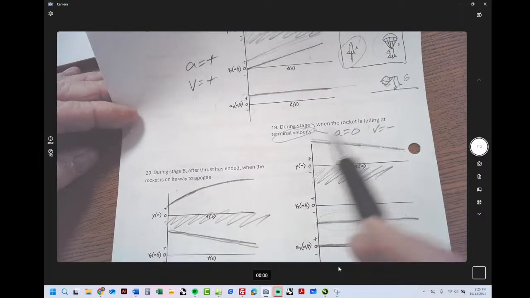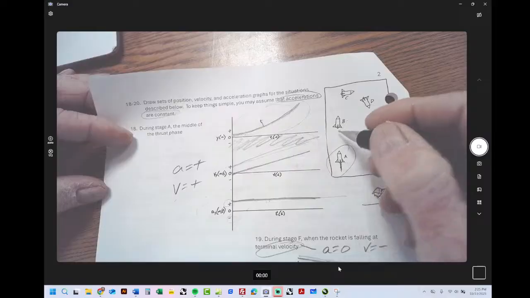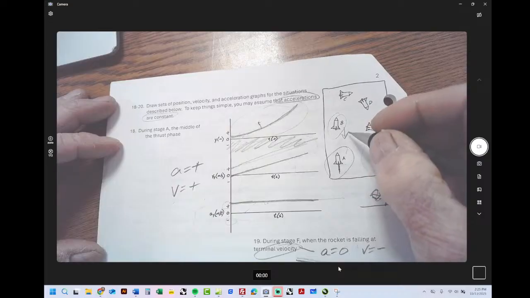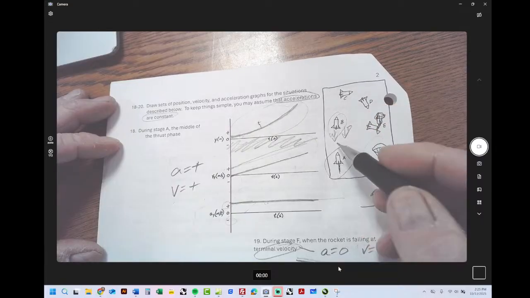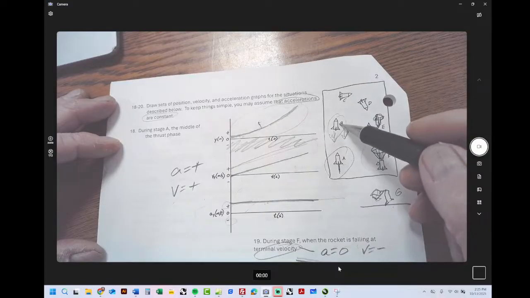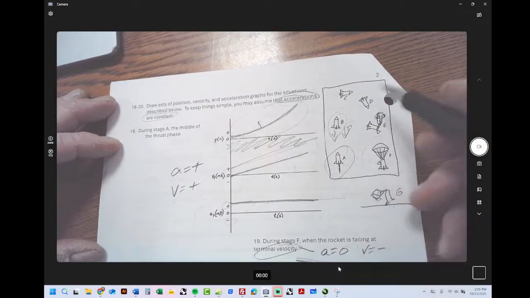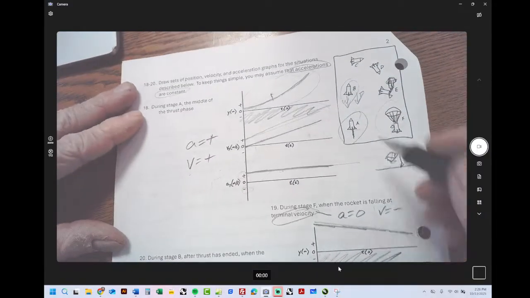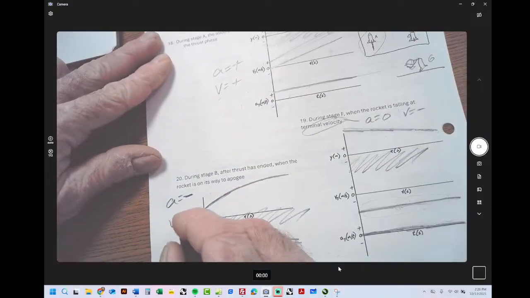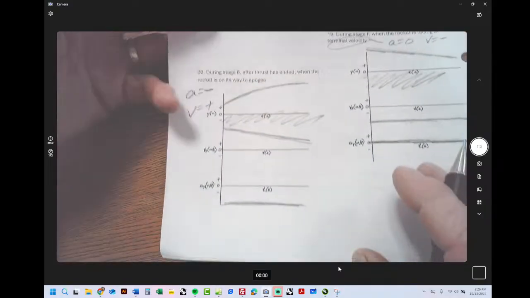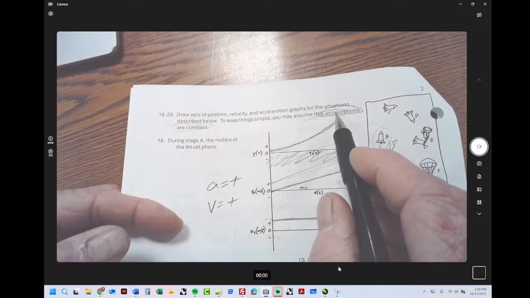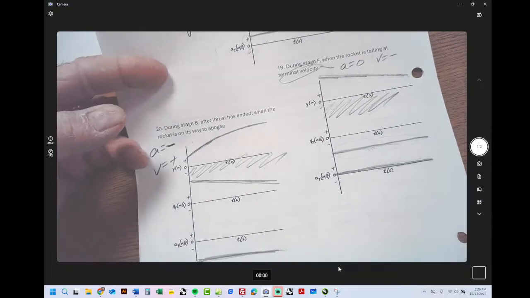Number 20, the rocket's on its way to apogee after thrust is ended. So when there's no thrust, there is drag pushing it back, and there's weight pushing it back. So the net force on this is going to be downward, and that means the acceleration is negative. The rocket's going up though, so the velocity should be positive. So I'm going to start with acceleration and just make it negative. We can assume, to keep things simple, accelerations are constant. So fairly constant acceleration over this little time period.